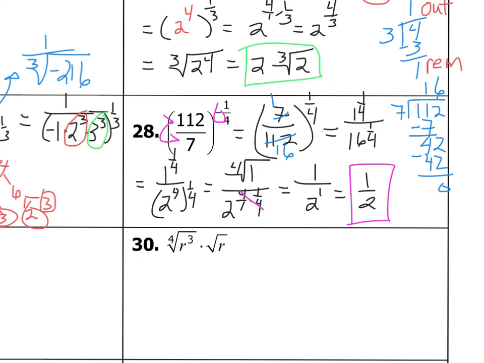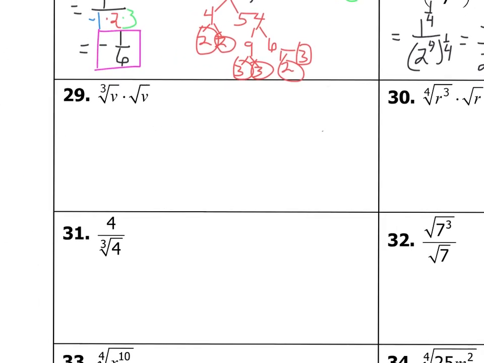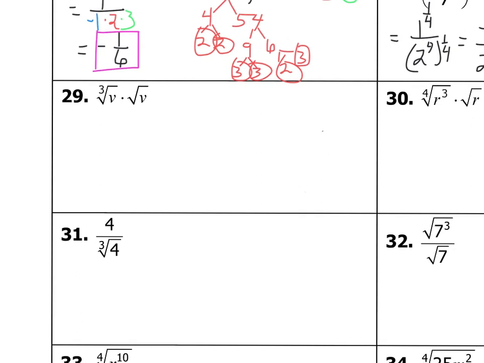All right, so then let's look at 29. So 29 is just v's, and you'll notice that this index is different than this index. So this means that we have a little bit of a different situation. Normally we can't multiply unlike radical indexes. So we can get around that by changing each of these radicals into their exponential form.